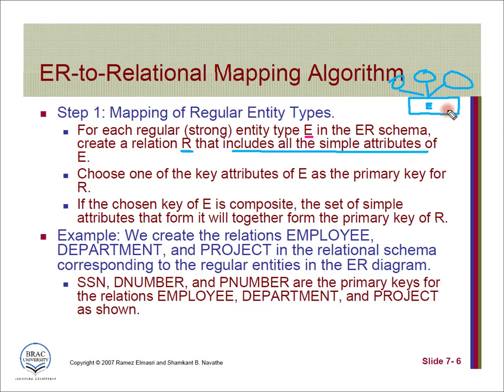So each strong entity will be converted to a relation, and each attribute of the entity will also be an attribute in this relation. And choose one of the key attributes of E as the primary key for R.